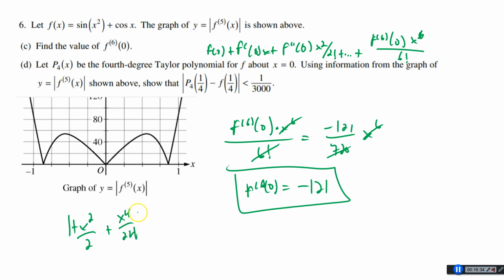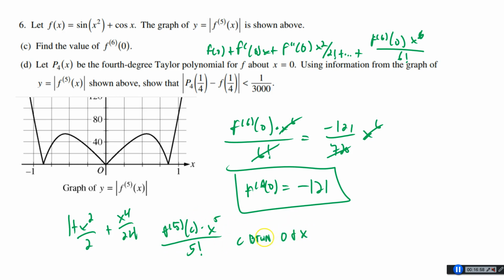So what they say is there's something about the next derivative, which thank goodness is the fifth. So there's something about the fifth derivative of some value c times x to the fifth over 5 factorial, where c is between, in this case, 0 and x. There's something between 0 and x that makes this the perfect error.